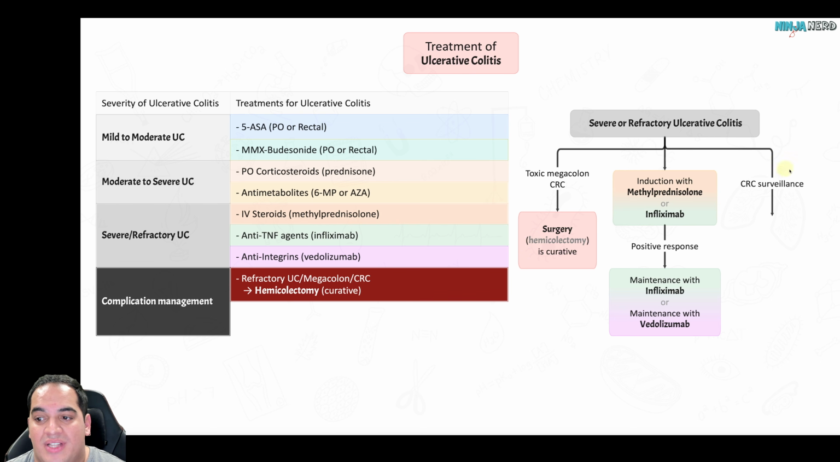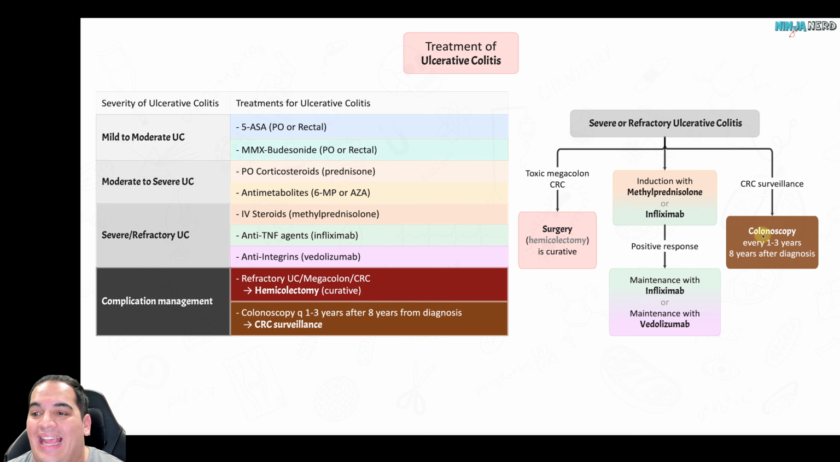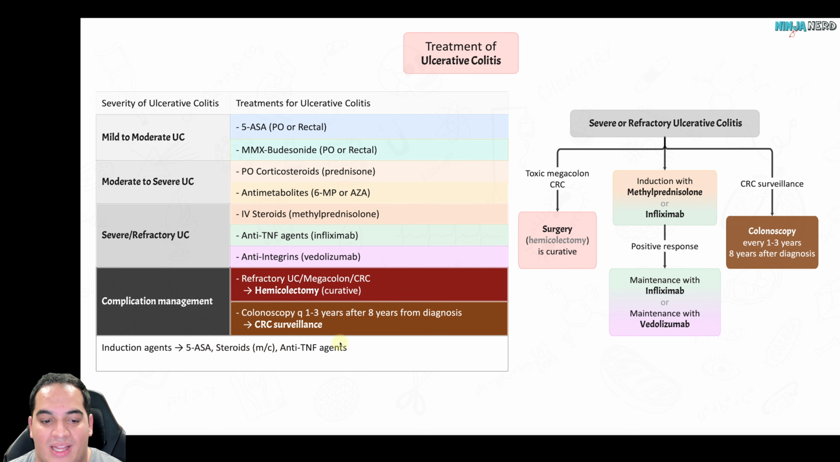The other thing that's important is that these have very high risk of colorectal cancer. Because of that, when they are diagnosed with UC, 8 years after the diagnosis, they need to get a colonoscopy, and then every 1 to 3 years or more sooner or more frequent, depending upon what they find in the actual colonoscopy, because you want to catch that colorectal cancer early before it's too late. And again, these are the induction agents: 5-ASA, steroids, anti-TNF. Maintain with 5-ASA, anti-metabolites, anti-TNF, anti-integrins, and anti-interleukin 12/23.